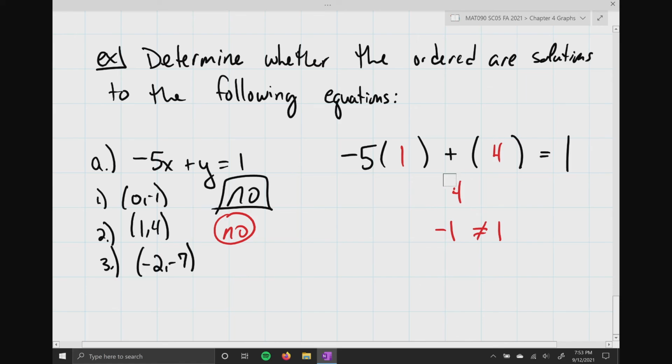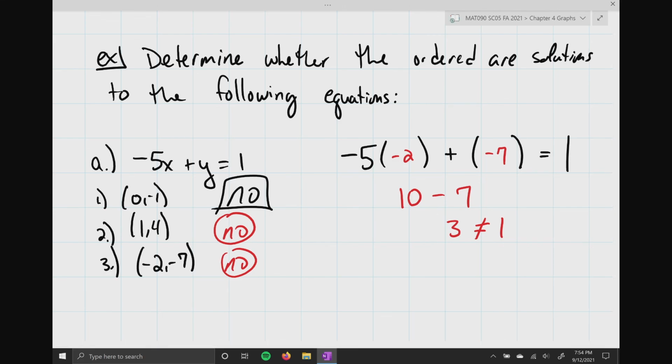And then lastly, let's do our last point. Negative 2 in for x. Substitute negative 7 in for y. So we have negative 5 times negative 2, which is positive 10. Now we have a plus negative 7, so we're going to rewrite that as 10 minus 7. Now, 10 minus 7 is 3, and 3 does not equal 1. So (negative 2, negative 7) is not a solution. So none of these were solutions. And that's okay.